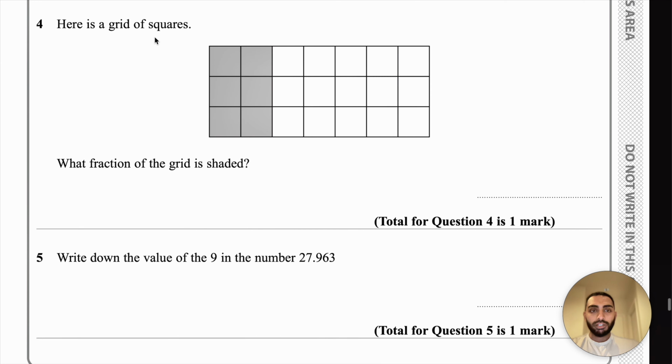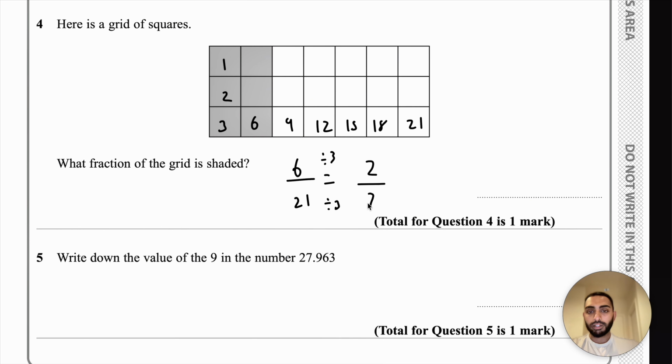Question 4. Here is a grid of squares. What fraction of the grid is shaded? Let's first count how many squares are shaded. We've got 1, 2, 3, 6. So altogether we have 6 that are shaded. And how many do we have altogether? We have 3, 6, 9, 12, 15, 18, and 21. So 6 out of 21 altogether. Just simplify it. You can do it on your calculator, but we just need to divide by 3 on the top and the bottom. That would become 2 over 7.